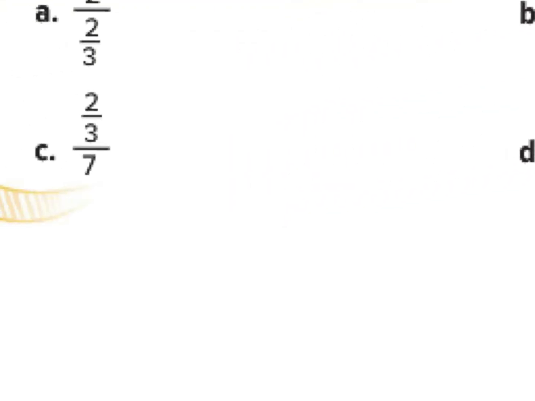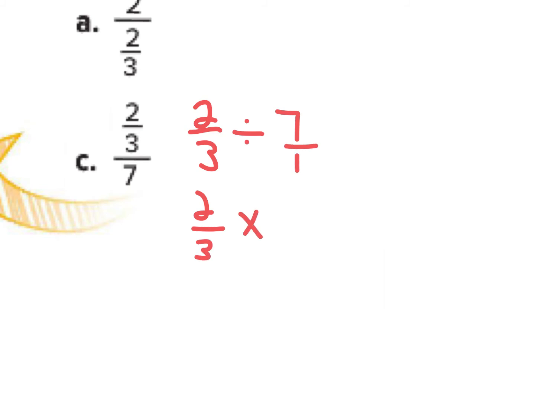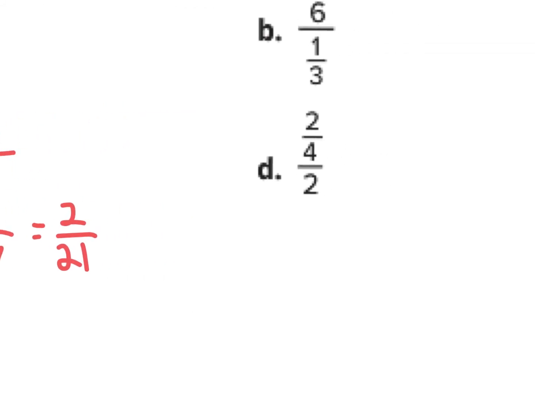Let's work on C. 2/3 divided by 7. Let's rewrite it as a division question. 2/3 divided by 7. Let's keep. Let's change. Remember, this is 7 over 1. And let's flip, 1 over 7. Can we do any cross-referencing when you multiply? No. So let's just multiply directly across. 2 times 1 is 2. And 3 times 7 is 21. Right? And that's our answer. 2 over 21.